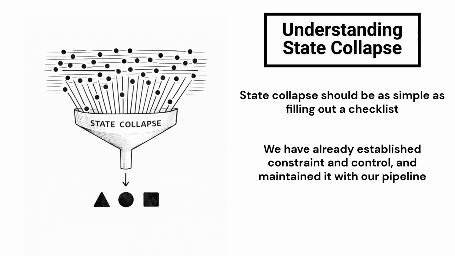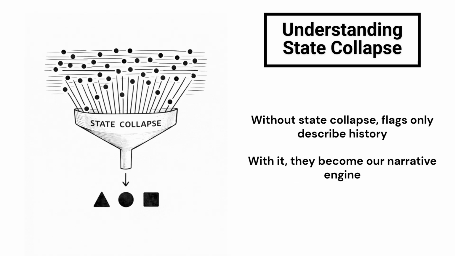The cognitive labor has already been done during design. Scope was constrained through reverse design. Variables were controlled through method-agnostic conditional flags. Complexity was curated through the pipeline, and now the GM simply evaluates the final flag states and applies the resolution interface.